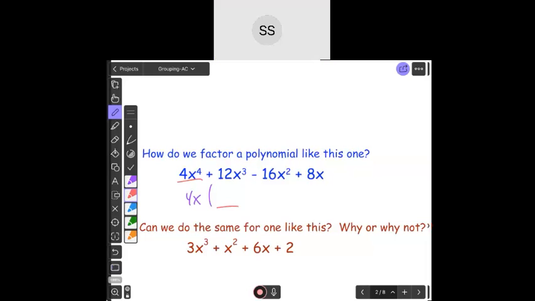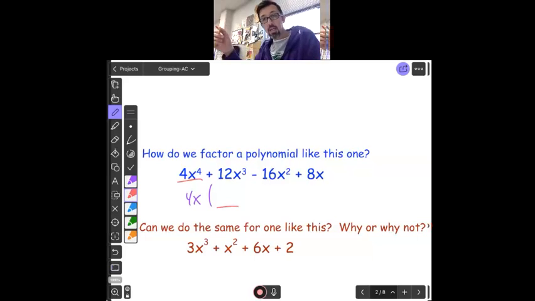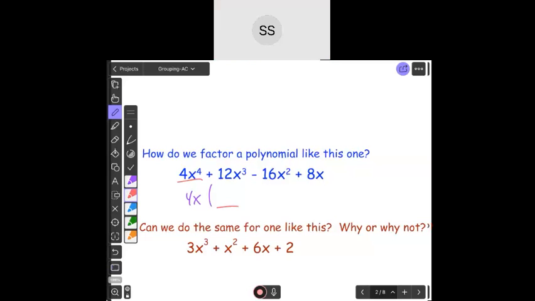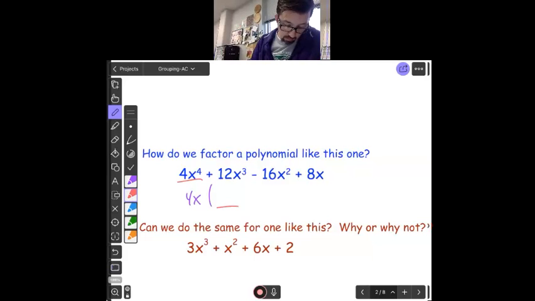You have to figure out from 4x to 4x to the fourth how to get there. So it'd be x to the third. What we kind of left out there, Sam, is what operation you're using. Am I adding? Am I subtracting? Am I multiplying? Dividing? You're multiplying. What do we multiply 4x by to get 4x to the fourth? You said it was x to the third.